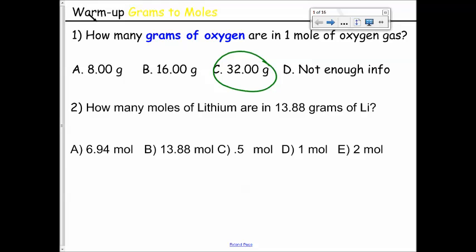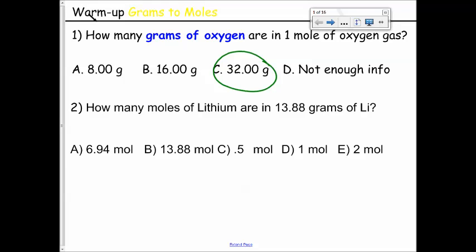And then question number 2, how many moles of lithium are in 13.88 grams of lithium? So you need to convert from grams to moles. You start with what's provided to you, which is 13.88 grams of lithium. And then if you have grams of lithium on top, what do you need on bottom? Grams of lithium. And where do you get that information?